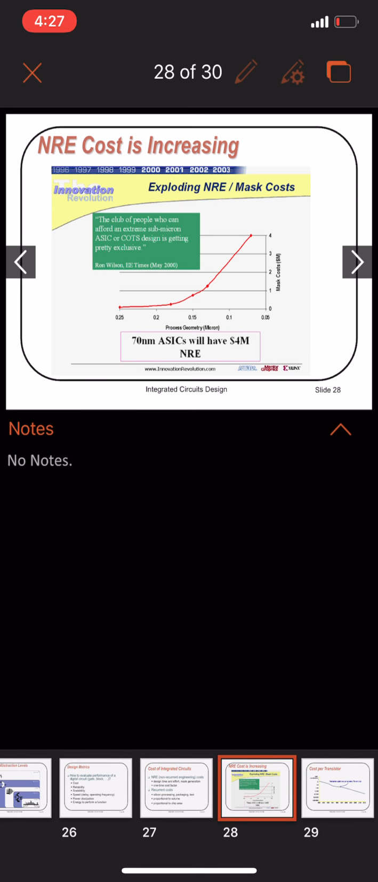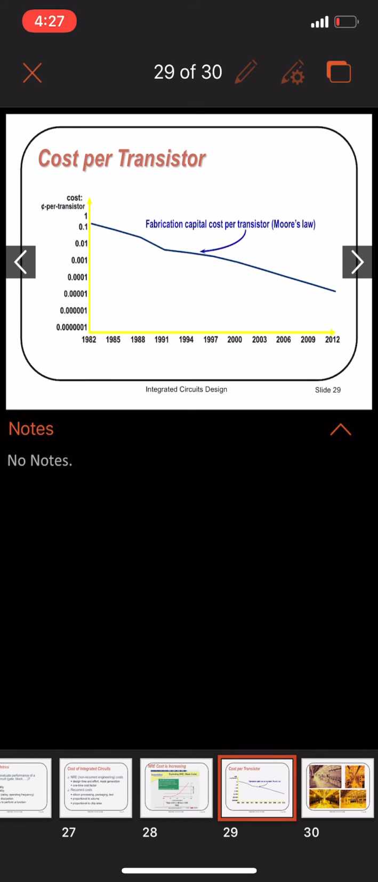Here you can see the trend. NRE cost is increasing. A 70 nanometer ASIC will have $4 million NRE. Cost per transistor is decreasing. So here you can see a relationship between cost per transistor and the number of years. Cost per transistor is continually decreasing.